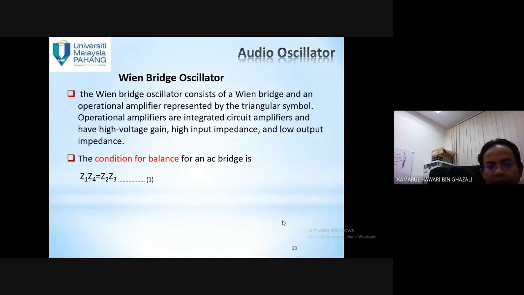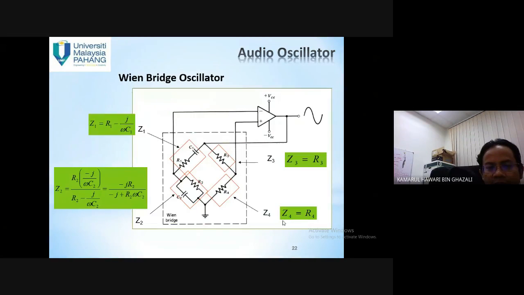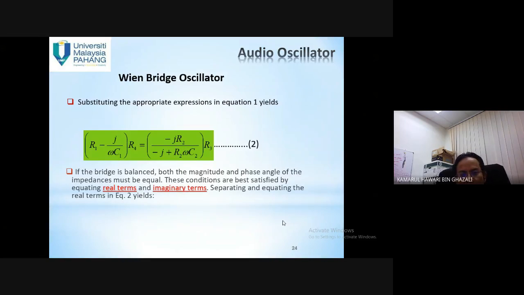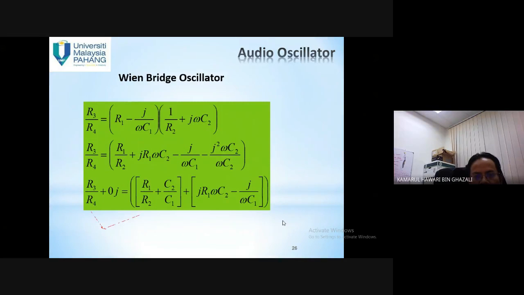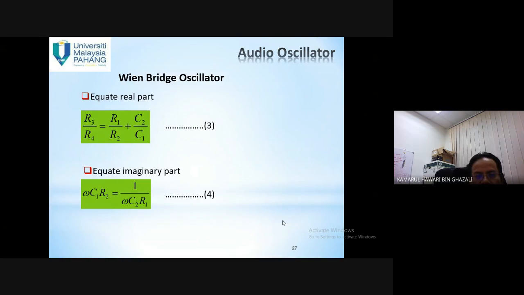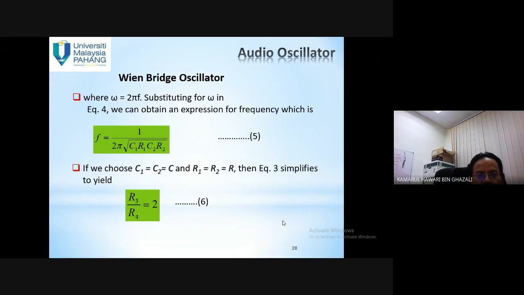The condition for balance for an AC bridge is Z1 Z4 equals Z2 Z3. Z1 Z4 must equal Z3 Z2. Substituting the appropriate expressions in equation 1, you will get equation 2. This is equation 2 for the Wien bridge oscillator. Then separate the real and imaginary parts. Equate the real part, R3 divided by R4. Equate the imaginary part, then you get equation 4. So this is the Wien bridge oscillator.